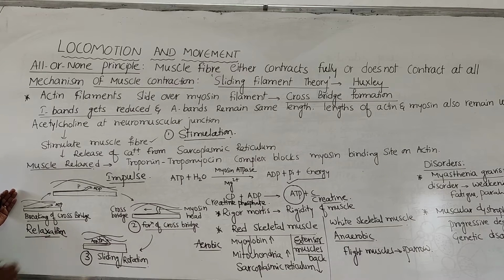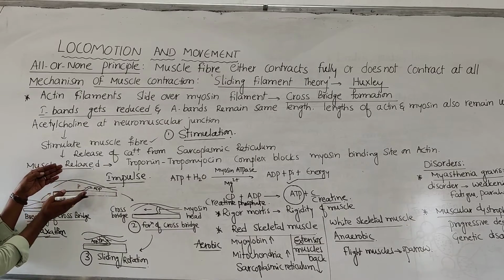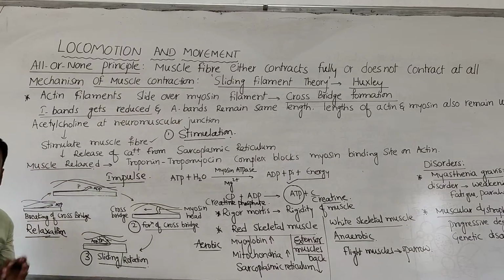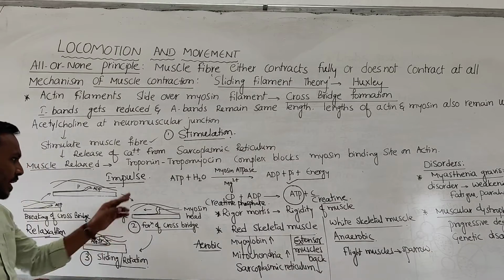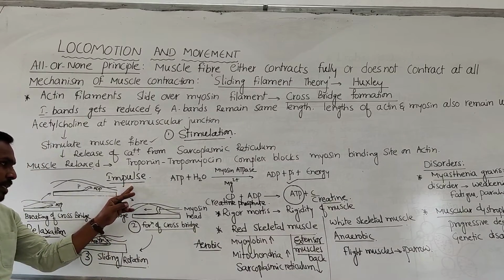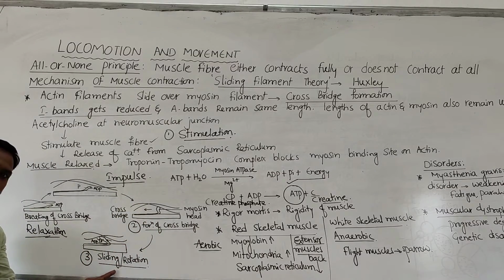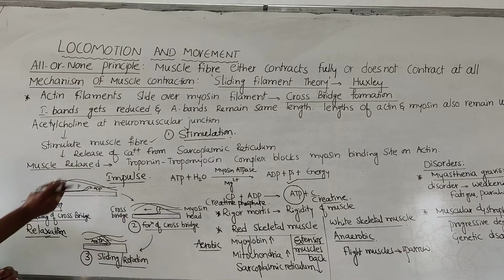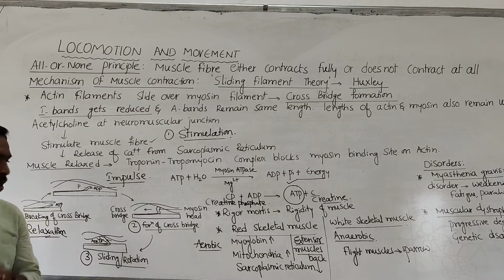During relaxation, the cross bridge will break down, and the two important proteins, actin and myosin, will get separated at the fourth step. Once again, you see the generation of impulse, formation of cross bridge, sliding or rotation, and relaxation of the muscle. With the help of these four steps, we can understand the muscle contraction process.